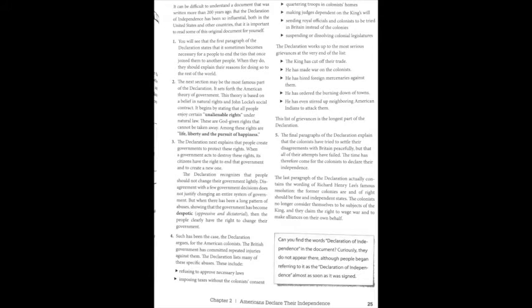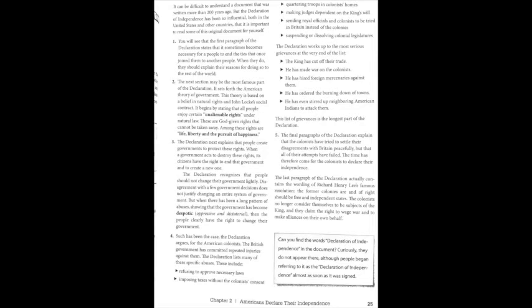Number 4. Such has been the case, the Declaration argues, for the American colonists. The British government has committed repeated injuries against them. The Declaration lists many of the specific abuses. These include, and now it's going to list some of the grievances or some of the complaints: refusing to approve necessary laws, imposing taxes without colonist consent, quartering troops in colonist homes, making judges dependent on the king's will, sending royal officials and colonists to be tried in Britain instead of in the colonies, and suspending or dissolving colonial legislatures.